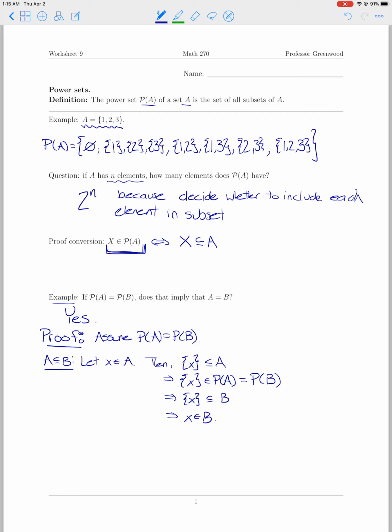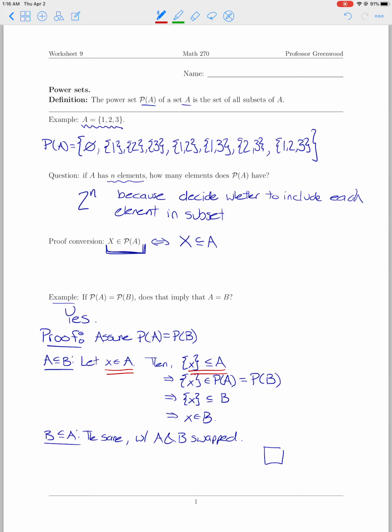We've finished this side of the proof right here, and the proof that B is a subset of A is the same, just with A and B swapped everywhere. So there's no need to write out all of those details again. But again, the important part of this proof was this conversion from X being in A to a statement about subsets so that we could use the facts about the power set.